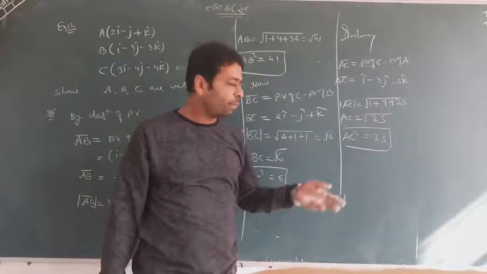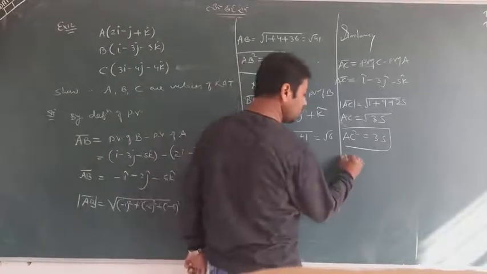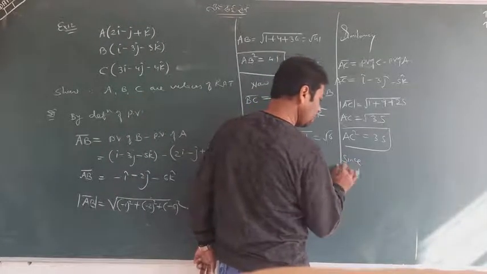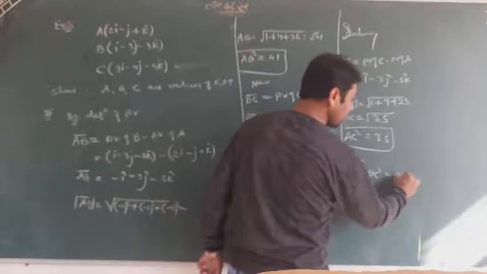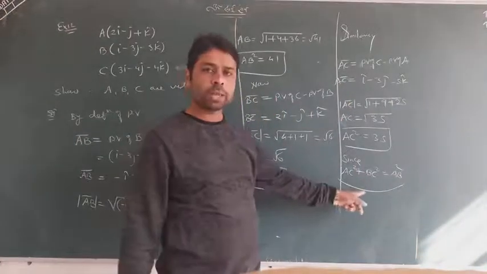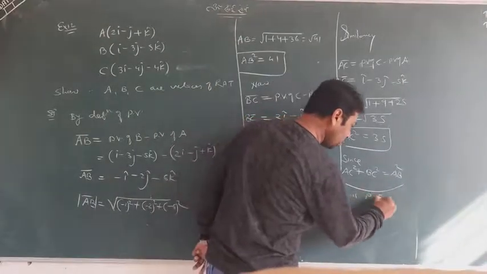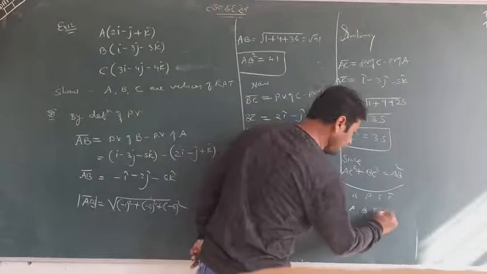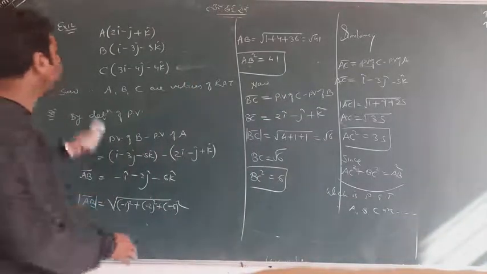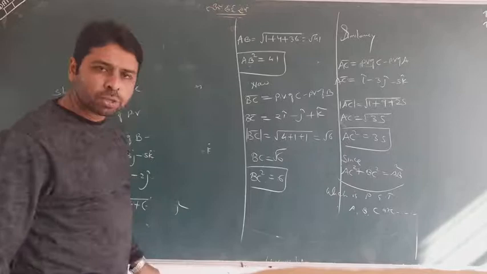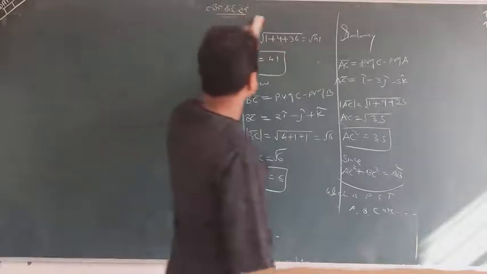Now we have to give the final touch. AC square plus BC square is 35 plus 6, equal to 41. Since AC square plus BC square equals AB square, it means that it is following Pythagoras theorem, where AB is the hypotenuse. So A, B, C are the vertices of a right angle triangle. This is a simple concept. Whenever we are concerned about distance, first of all find the vector and get the answer. So hope you are getting it.